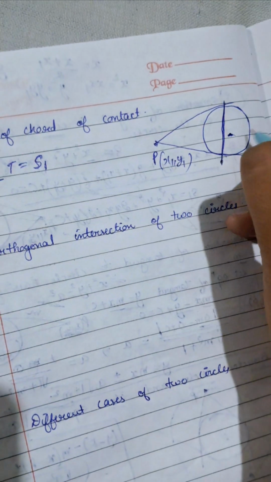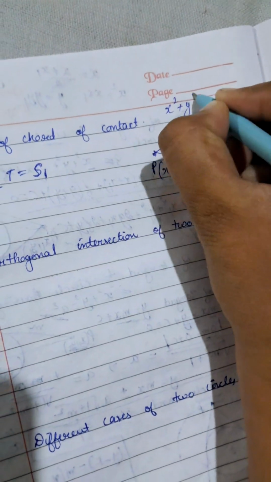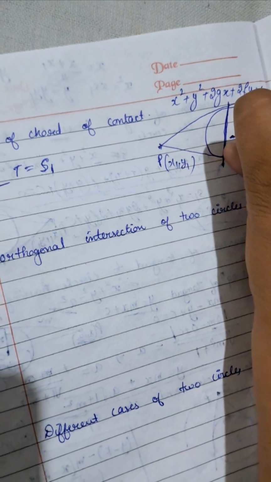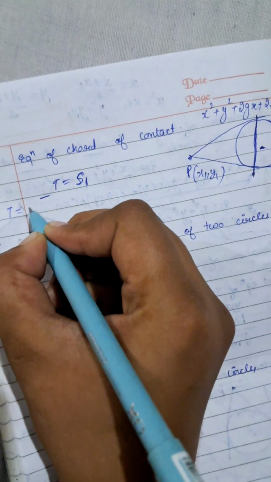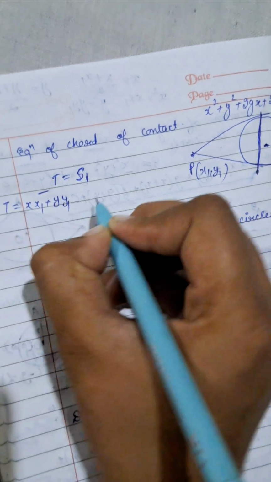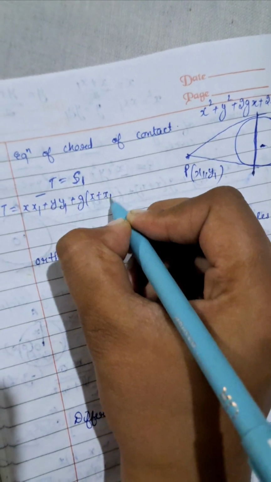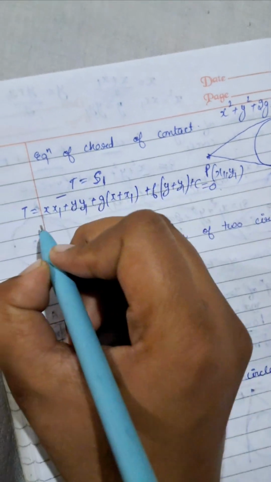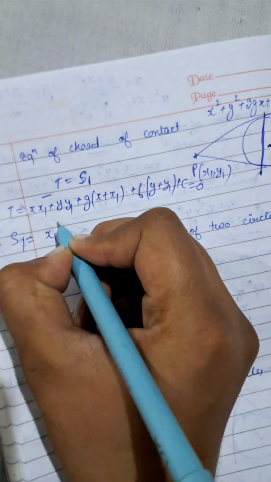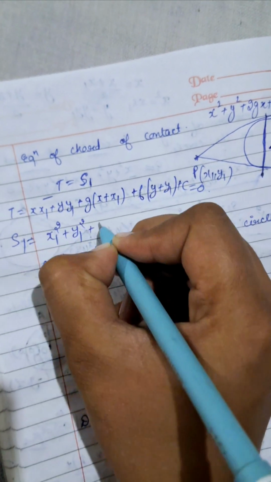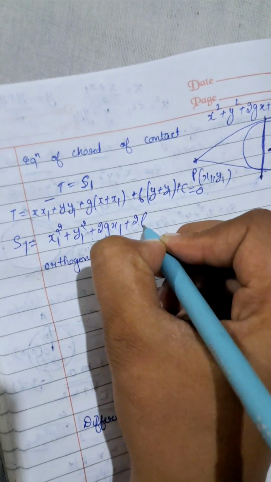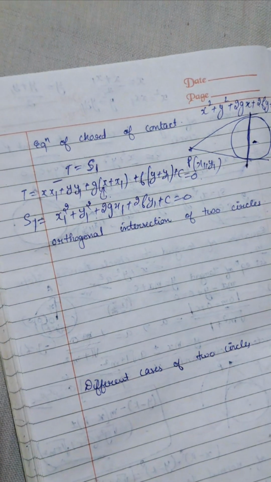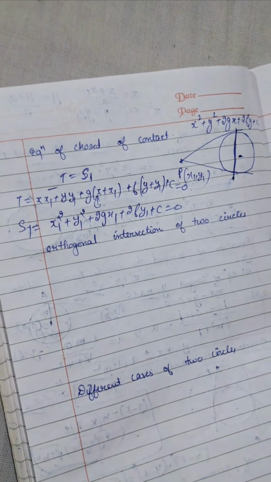What is T? Let the equation of the circle be as shown, and the value of T becomes x x1 plus y y1 plus g(x plus x1) plus f(y plus y1) plus c equals 0, and the value of S1 is x1 square plus y1 square plus 2gx1 plus 2fy1 plus c equals 0. Whenever we compare these values, we will get the equation of chord of contact.